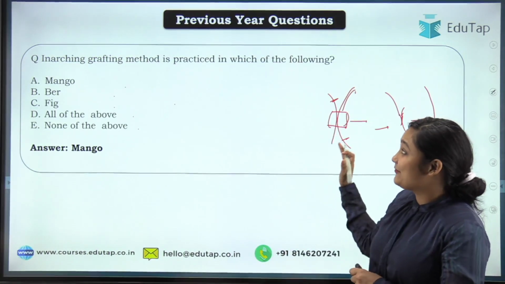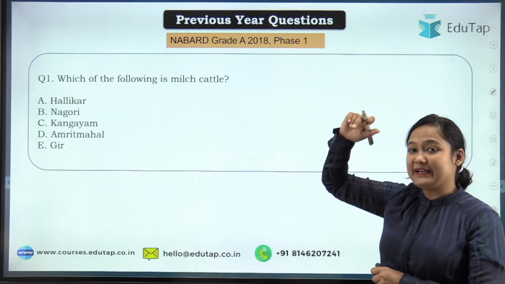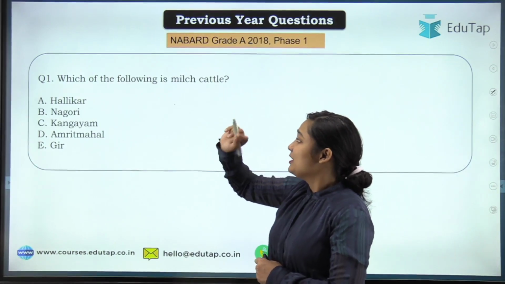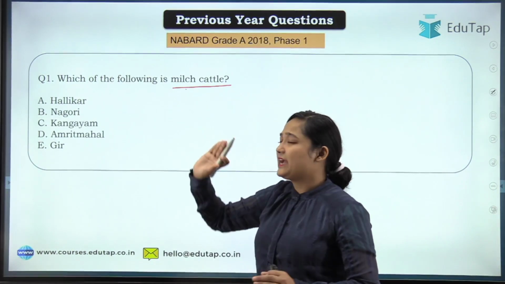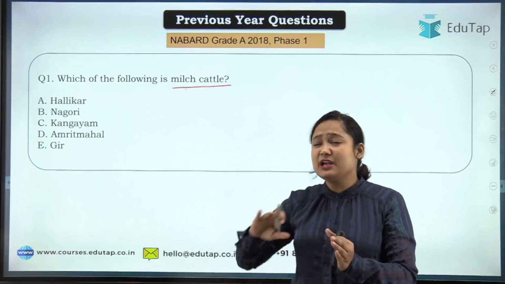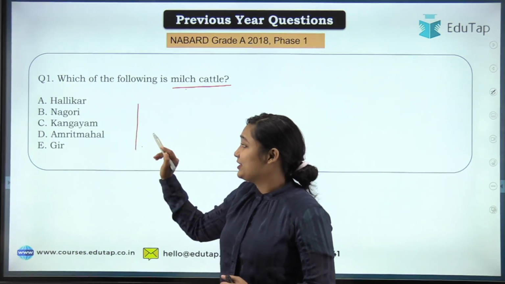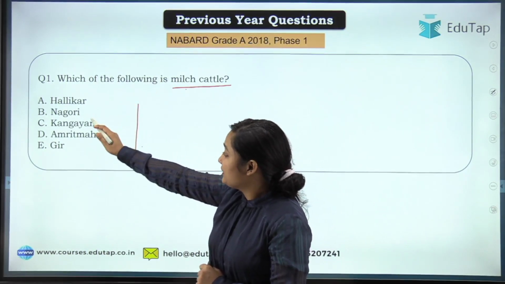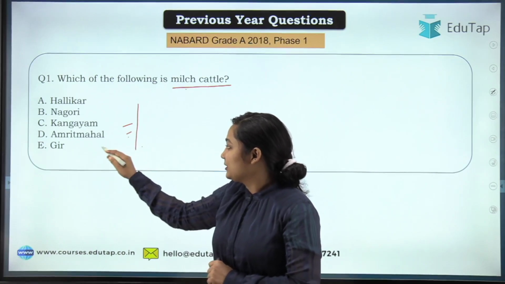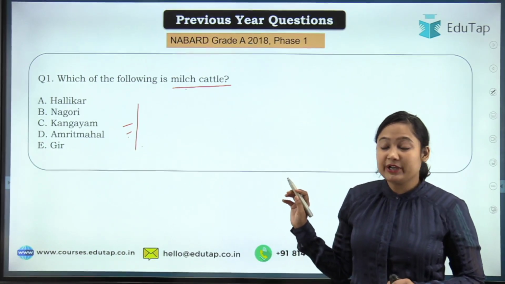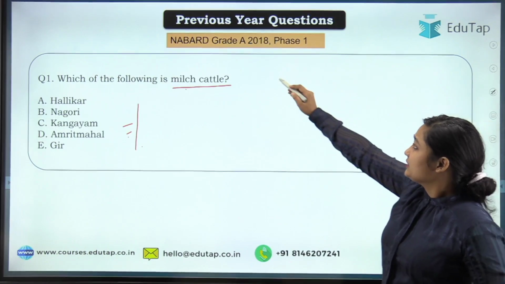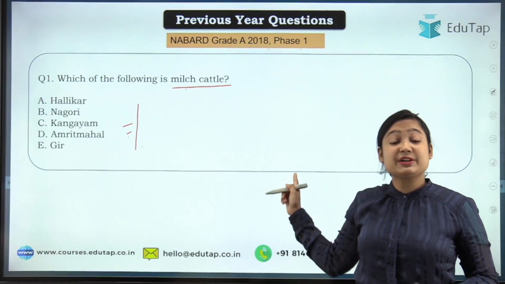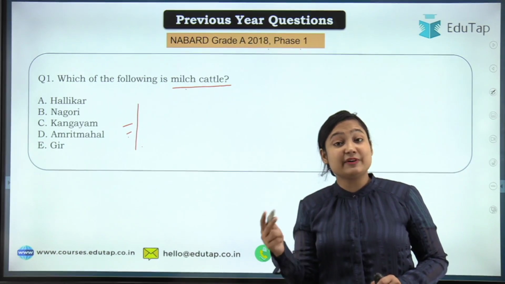Now let's cover the PYQ from this particular topic, that is our animal husbandry, and see the direct question: which of the following is a milch cattle? Some of you can be confused about what milch cattle is. Quite easy. Once you cover this lecture, milch cattle will be nothing. You will be able to give the answer and you will remember the breeds too. Your options were Halikar, Nagori, Kangayam, Amrit Mahal or the Gir. Quite an easy question, covered in NABARD Grade A 2018 phase 1, and MCQs are important not only for phase 1 but also phase 2.